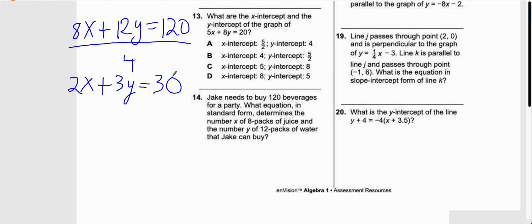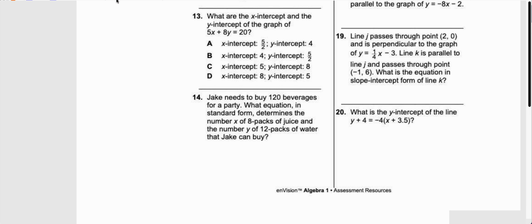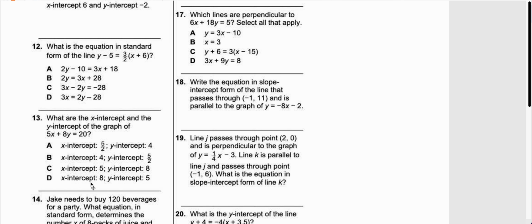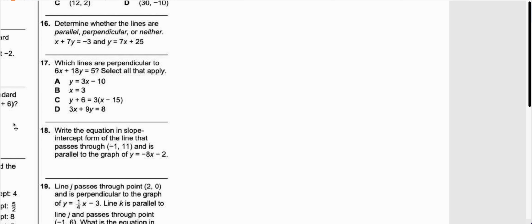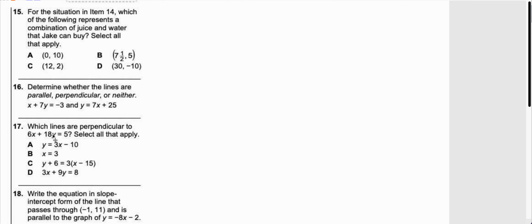All right. Number 15. For the situation in item 14, which of the following represents a combination of juice and water that Jake can buy? So we wrote the equation. It was 2x plus 3y equals 30. Okay, so that's our equation.